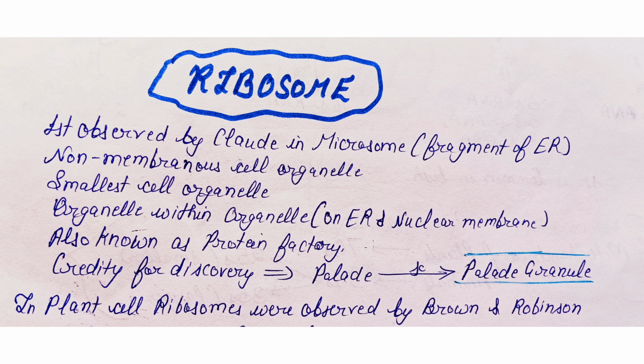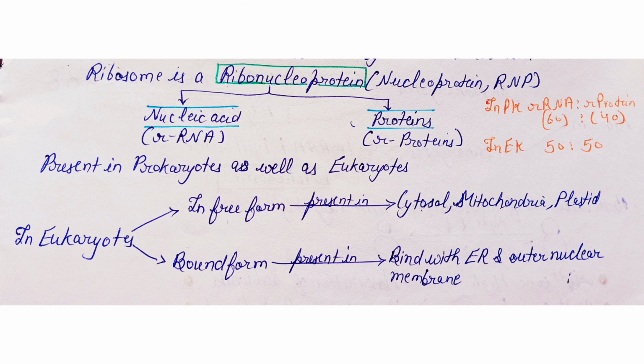Ribosome is known as the protein factory of the cell. These were discovered by Palade, so also known as the Palade granule. Ribosome in plants was observed by Brown and Robinson. Ribosome is a ribonucleoprotein. It means it is composed of nucleic acid as well as protein, so it is called a nucleoprotein. The nucleic acid here is rRNA. The protein is known as R proteins. In prokaryotes, the ratio of rRNA and R protein is 60:40, whereas in eukaryotes, this ratio is 50:50.